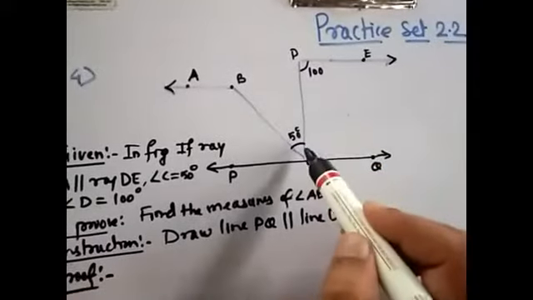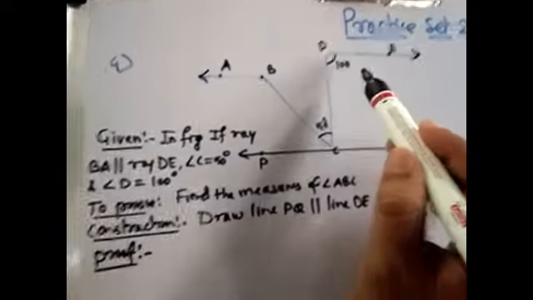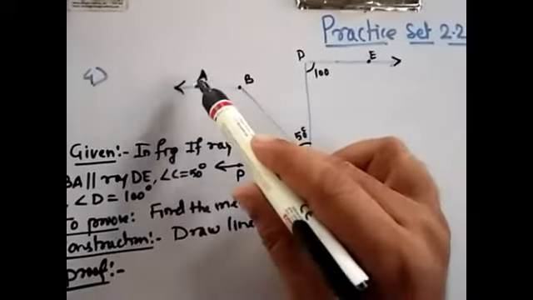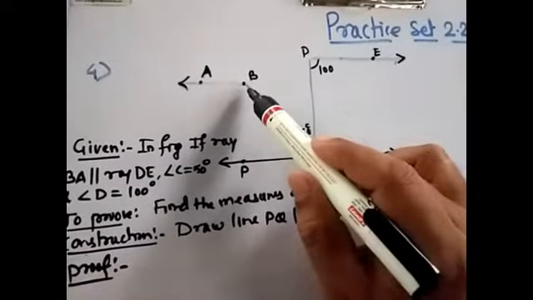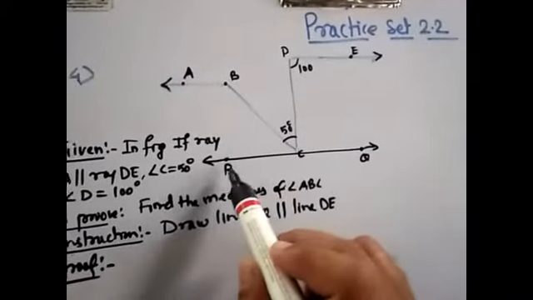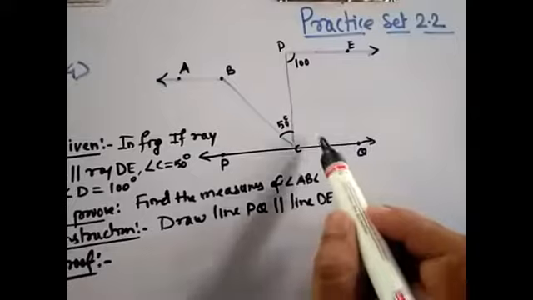Angle C is 50 degree and angle D is 100 degree. To prove, find the measure of angle ABC. We want to find that measure of angle ABC. This angle we want to find. So construction will be done here. Draw line PQ parallel to line DE.